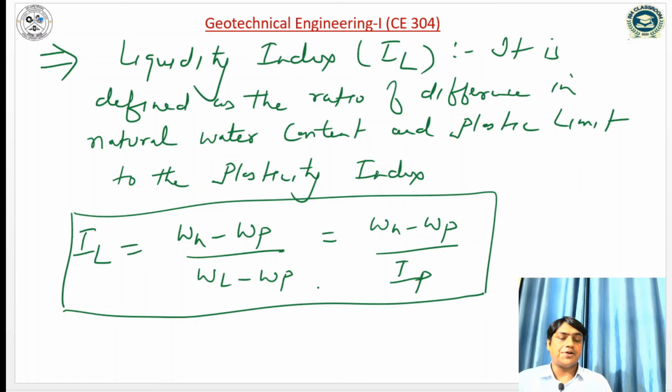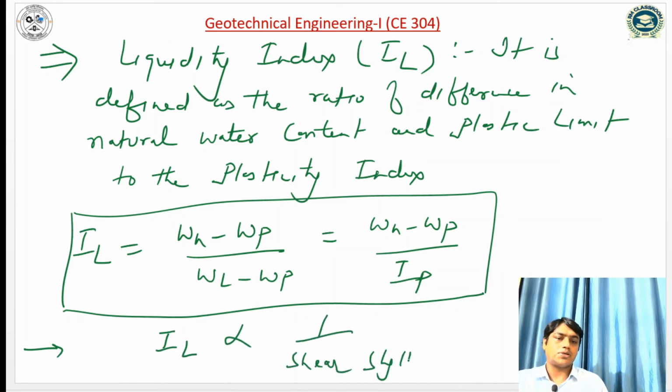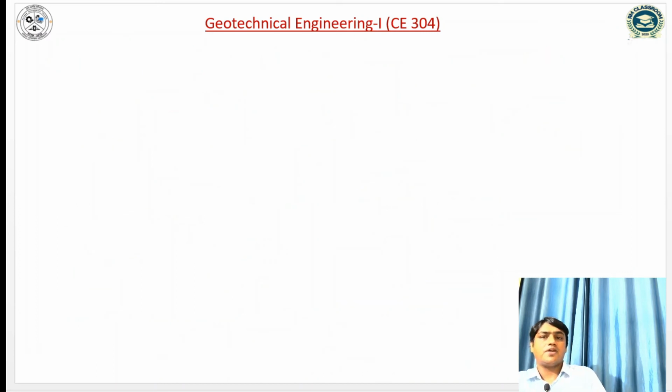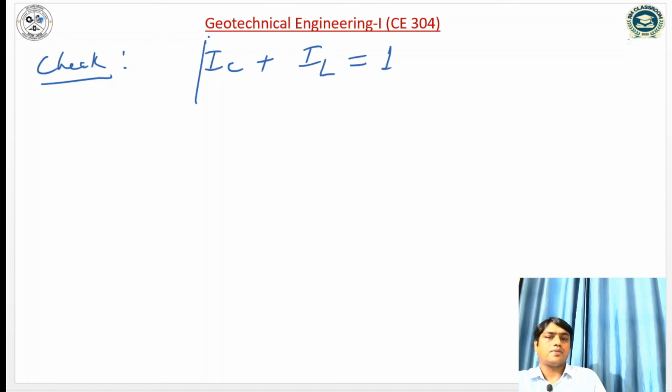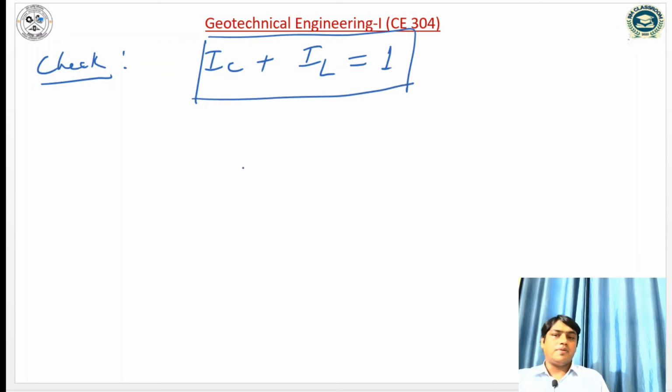The higher the value of liquidity index, the lower will be the shear strength of soil. So we can write IL is inversely proportional to the shear strength of soil. And this is a very important check: the sum of IC plus IL should be equal to unity. With the help of this liquidity index and consistency index, we can classify the soil.